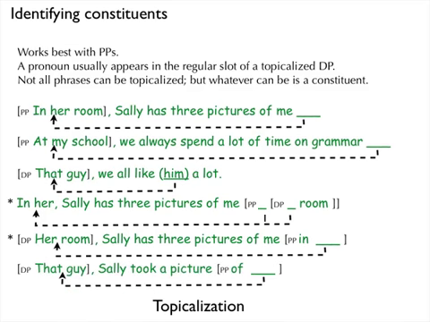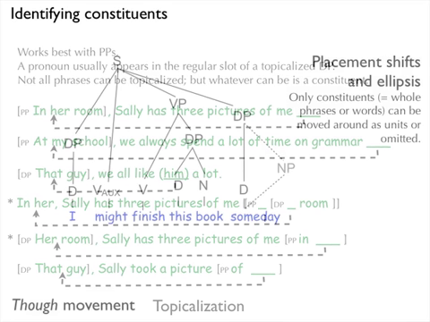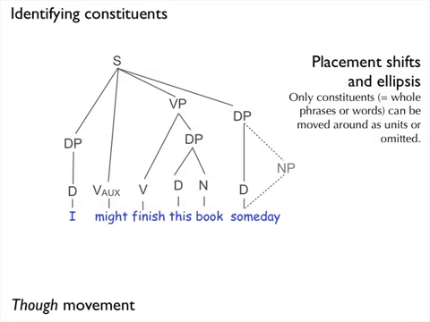That guy, Sally took a picture of. It's fine, right? So you can pull things out of prepositional phrases under some set of constraints that people have looked at in all kinds of ways. There's a bunch of them. I'm not going to give you all of them, right? But just to give you a sense of the kinds of things that people were looking at.